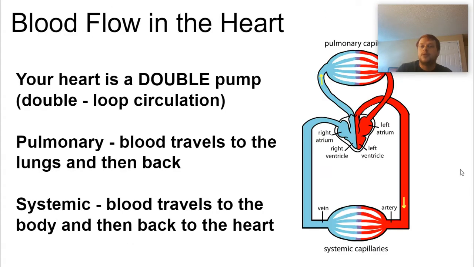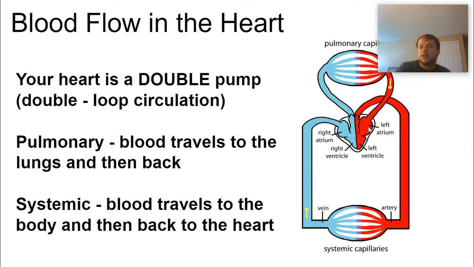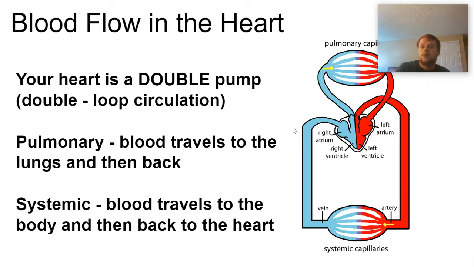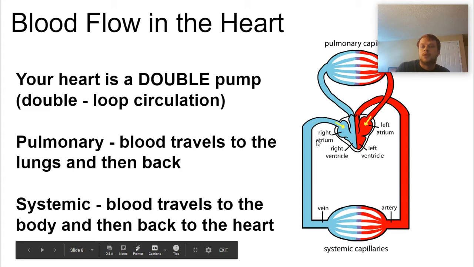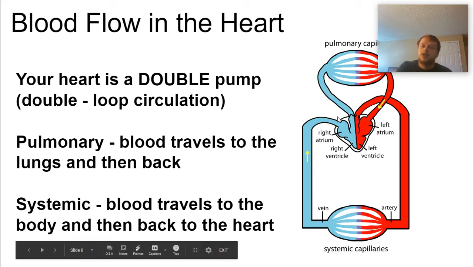So when we're talking about blood flow in the heart, remember we've got two different parts to this system. So your heart is a double pump. That means that there are two different loops through which the blood circulates in order to reach all of the body and be oxygenated fully. Remember, the pulmonary system is when the blood travels to the lungs and back. The purpose of this is to expel waste in the form of carbon dioxide and to oxygenate that blood for use throughout the body. And then you have your systemic system, where the blood travels back through the body and then to the heart again to be reoxygenated.